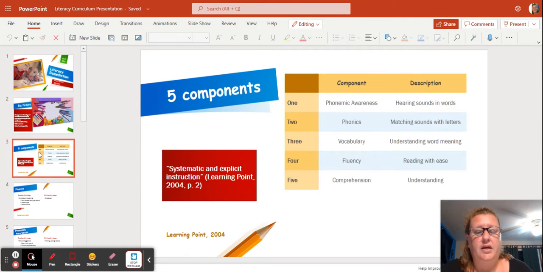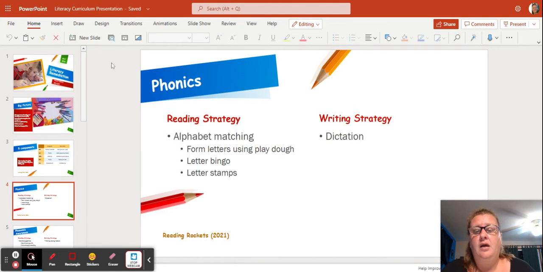how they can help. The 5 components of reading include phonemic awareness, or being able to hear the individual sounds and words, phonics, being able to hear the sound and match the written letter that goes with that sound, vocabulary, understanding word meaning in what we speak, read, listen to, and write. 4th, fluency, being able to read with ease, and comprehension, understanding what we're reading.